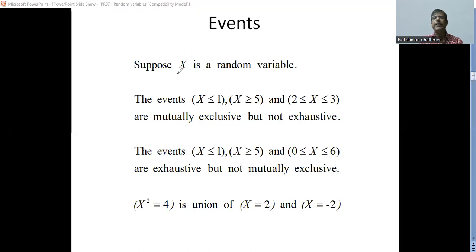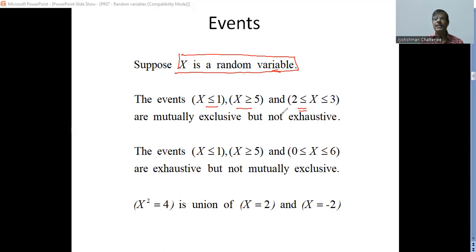Suppose X is a random variable in any experiment, not only when we are tossing a coin 3 times. Consider a general random variable capital X. Now let's consider these 3 events: X less than or equal to 1, X greater than or equal to 5, and X is between 2 and 3.